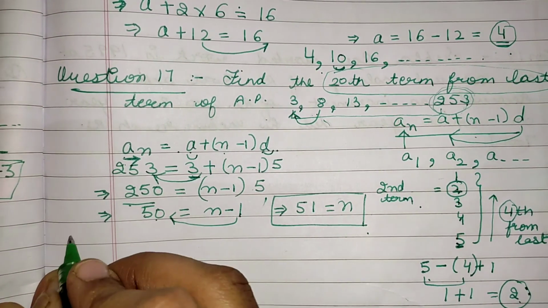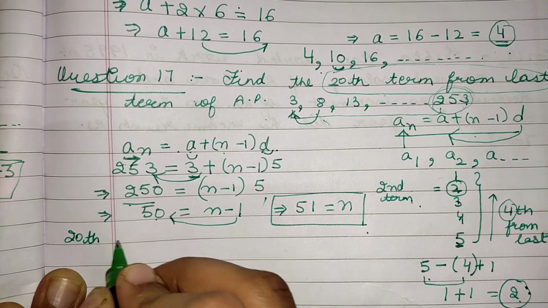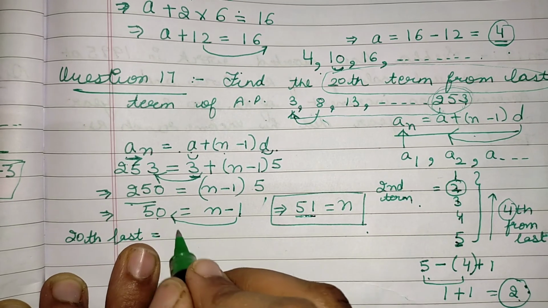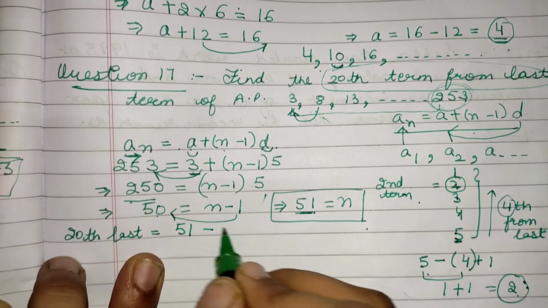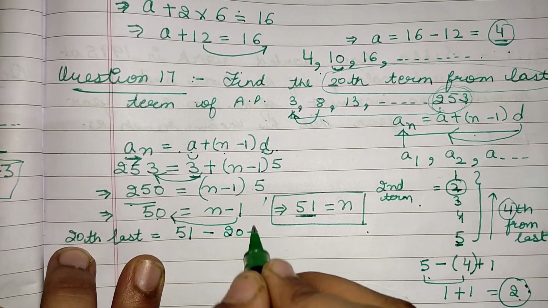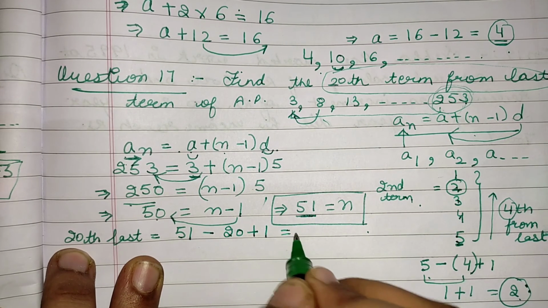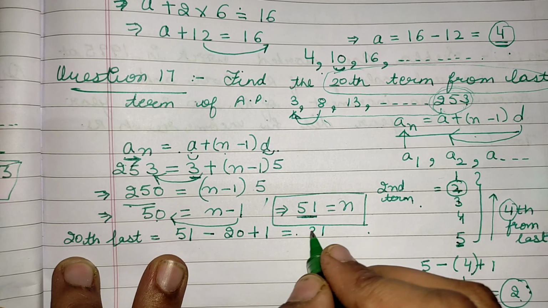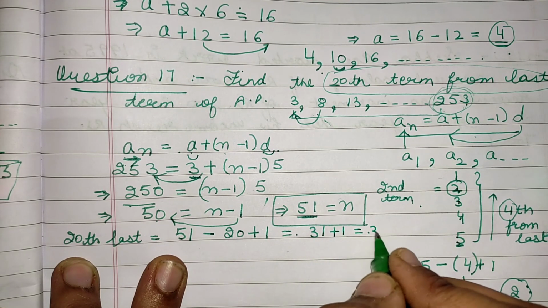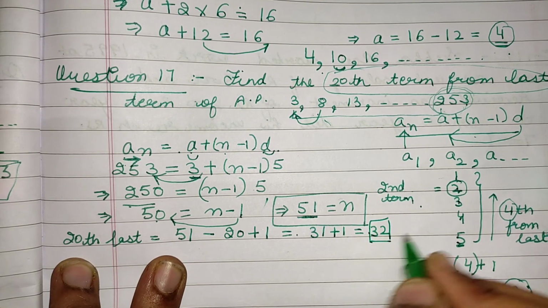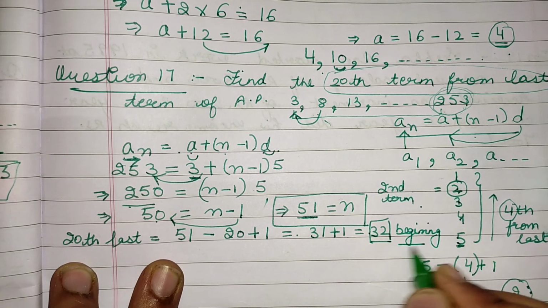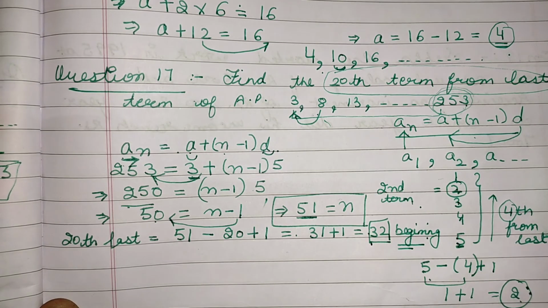Okay, so now I can find which term from the beginning the 20th term from the last is: 51 minus 20 plus 1. So I will get my answer as 32. This is the term from the beginning. So basically I have to find the 32nd term from the beginning.